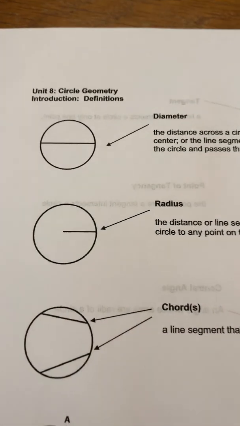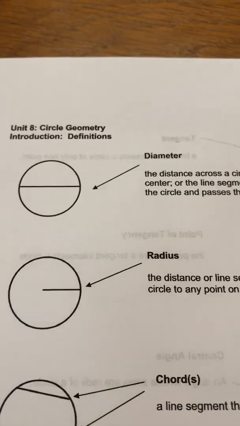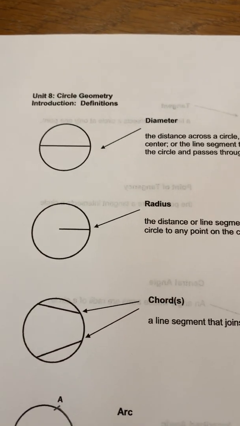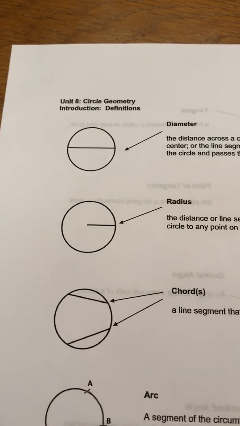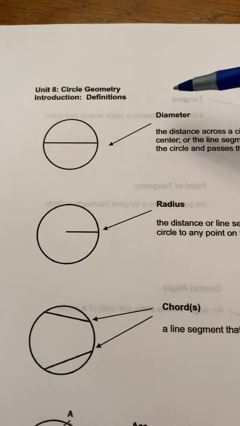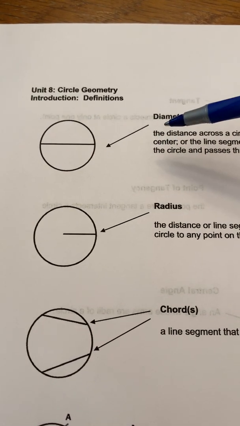Okay, we're going to start unit 8, section 8.1. We're going to start by just going over a few definitions that are important to remember from your youth. So the first one is the diameter. It's the distance across the center of the circle.